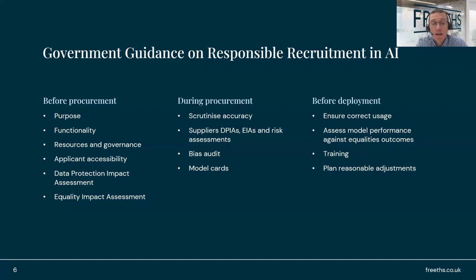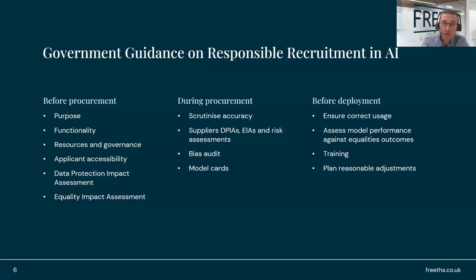Before deployment, it talks about ensuring correct usage. So again, training employees in how to use it, and also a constant system of assessing and training. So assessing the model performance against the quality outcomes that you need.